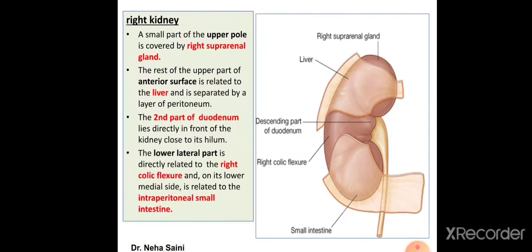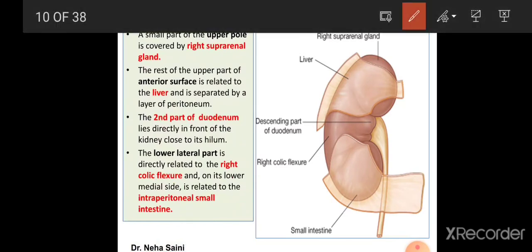Then on the right side, the small upper pole is occupied by the right suprarenal gland. Then the rest of the area below that is occupied by the liver, and below the liver we have the second part of the duodenum, and the lower part is occupied by the coils of small intestine.